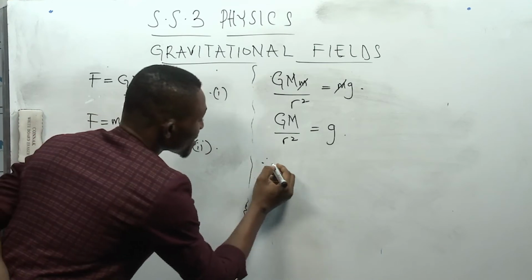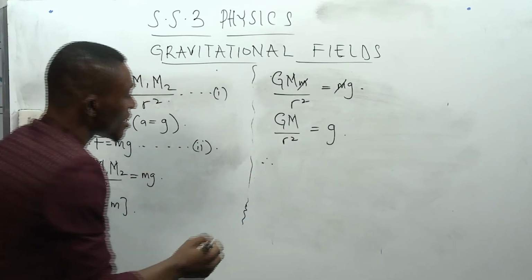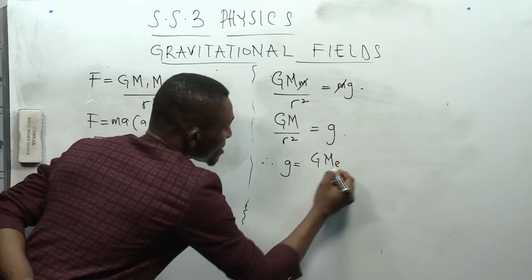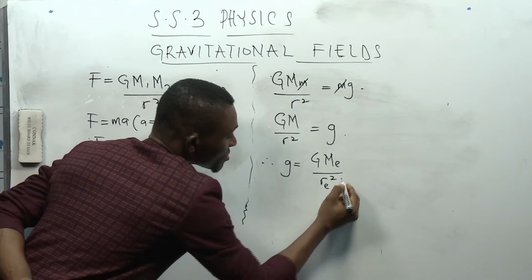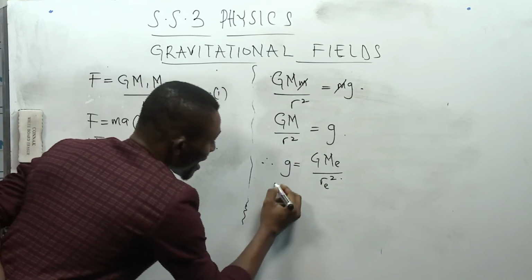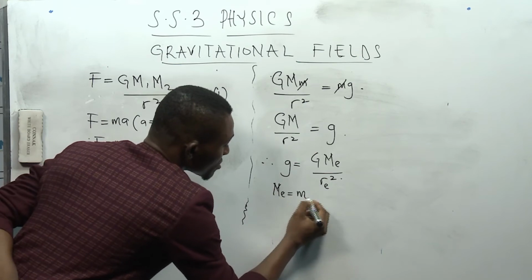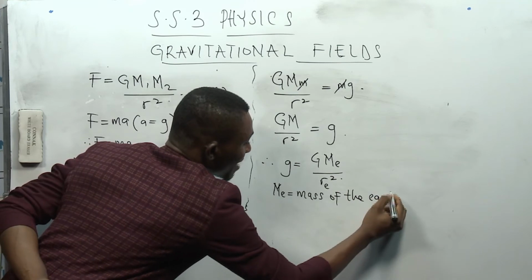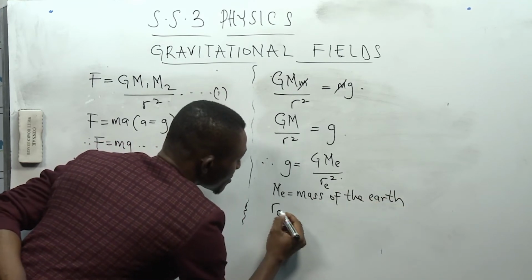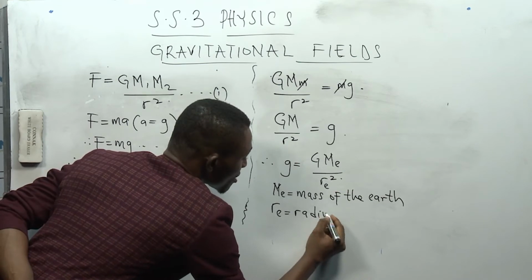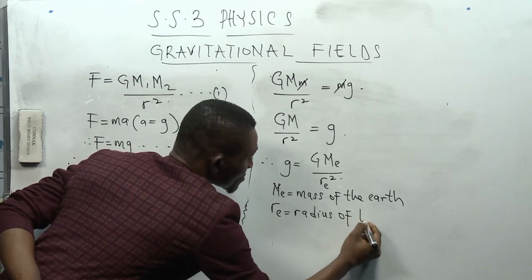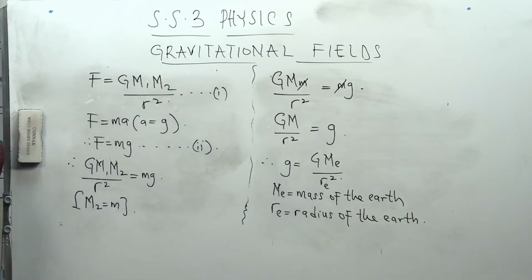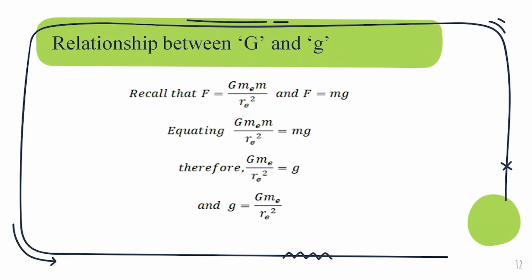And then from experiments, m is the mass of the Earth, and we can deduce that g is equal to G Me over Re squared, where Me is equal to the mass of the Earth, and Re is equal to the radius of the Earth, which shows the distance of every object in space from the Earth.